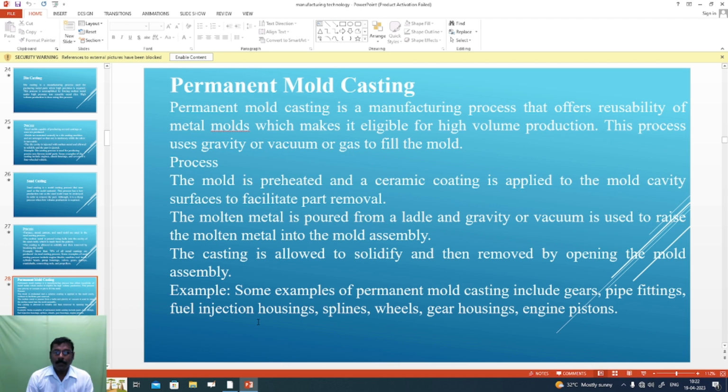Some examples of permanent mold casting include gears, pipe fittings, fuel injection housings, spindles, wheels, gear housings, and engine pistons.